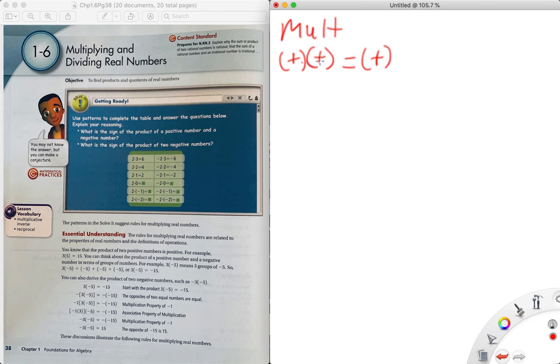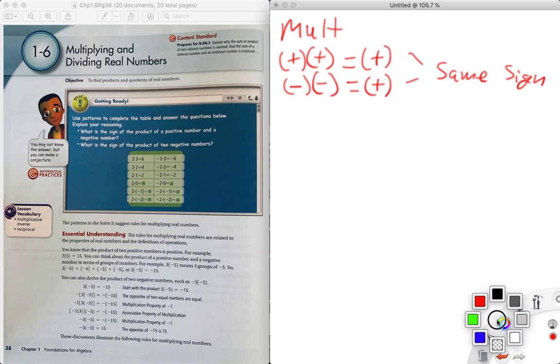Why? Because I'm multiplying two of the same signs. Likewise, a negative times a negative also equals a positive. Why? Because both of the signs are the same. We're multiplying the same sign. And when they are the same sign, and you multiply them, then they're positive.